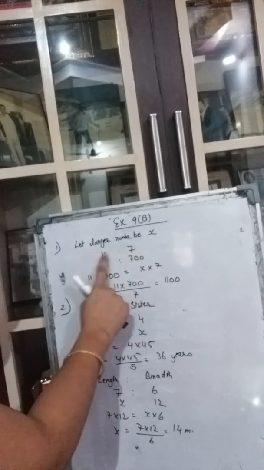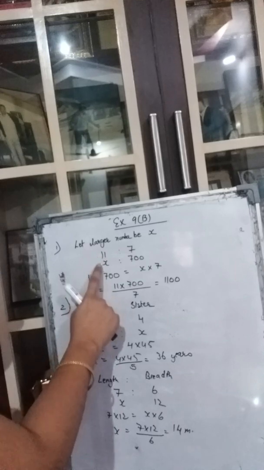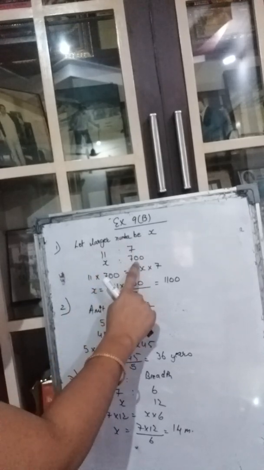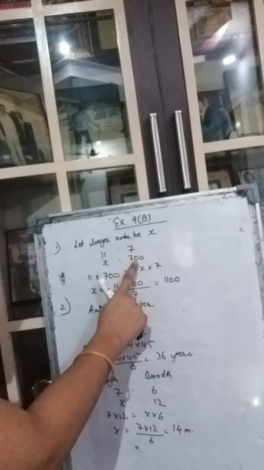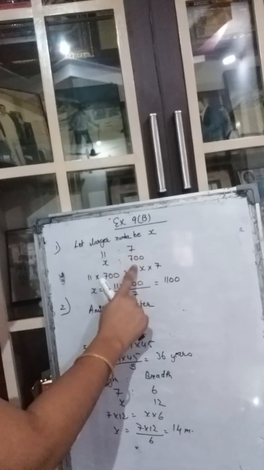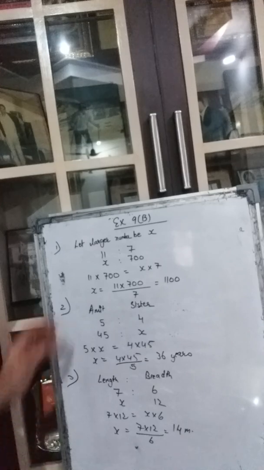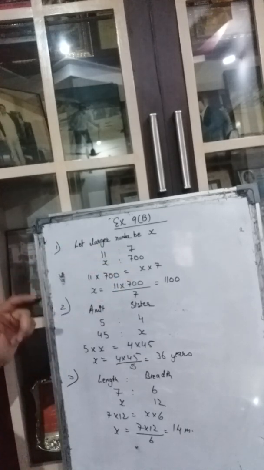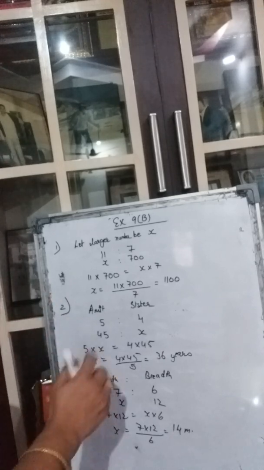So you will write 11:7, and the larger number we do not know. Write x under the larger ratio and 700 under the smaller ratio. Right? So writing the numbers correctly under the correct headings is very important. Otherwise your answer will go wrong. Now what will we do?